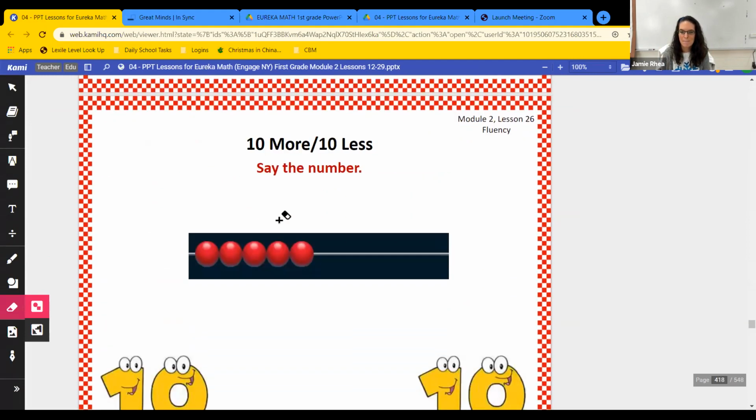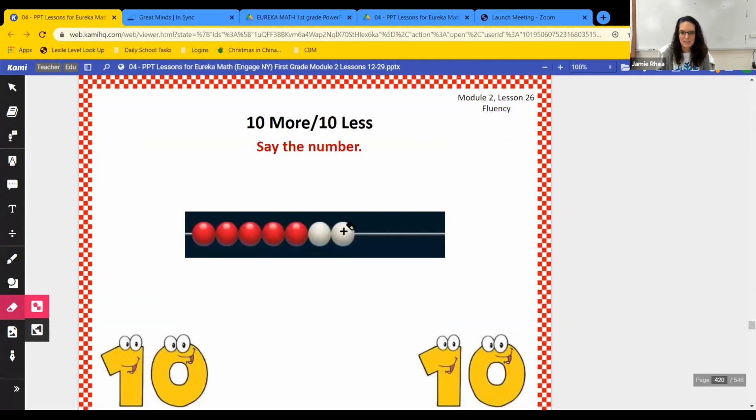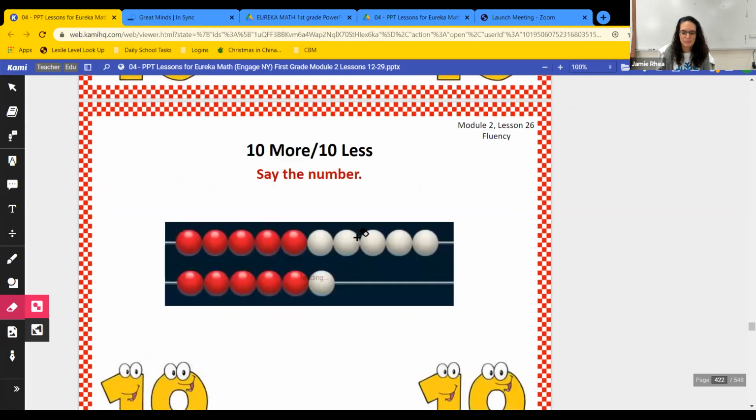Okay, let's do another one. What's the number? 5. What's 10 more than 5? 15. We can say 1 ten, 5. What's this number? 7. What's 10 more than 7? 17. I could say 1 ten, 7. That's the say ten way. 1 ten, 7.